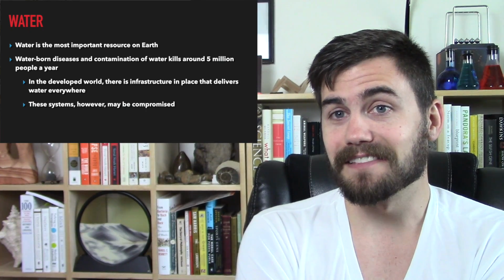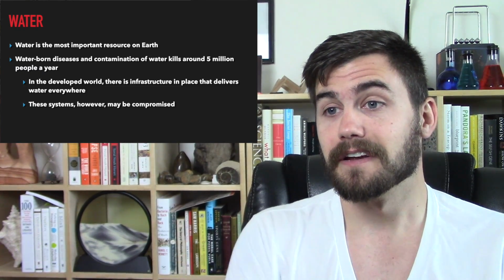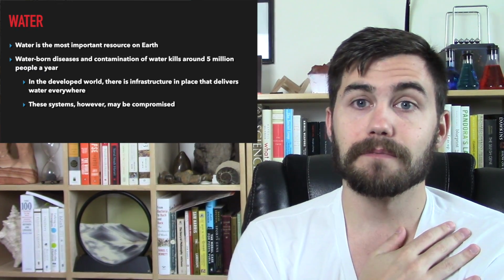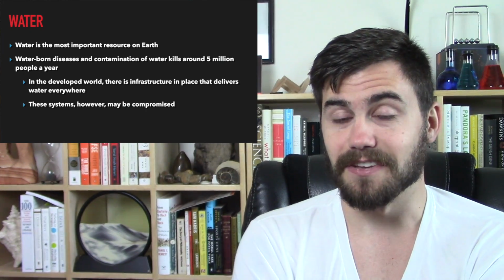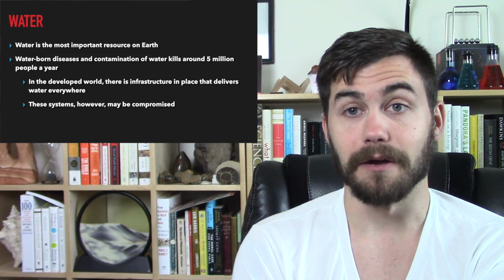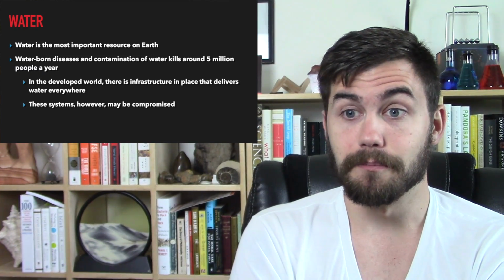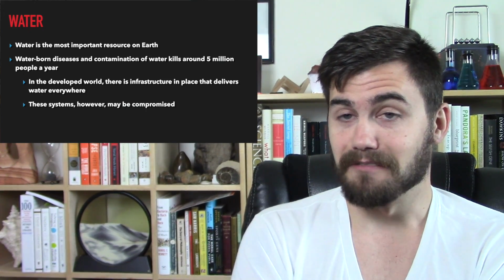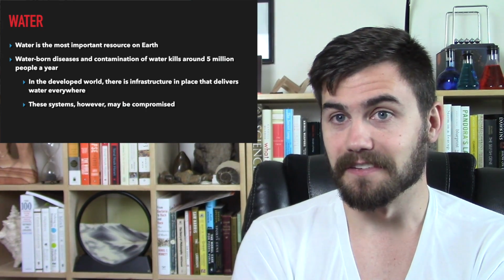Now, water, as important of a resource as it is, is not necessarily a ready-to-go resource. First of all, most water on the planet is unusable salt water by our standards, and around 5 million people a year die from water-borne illnesses, pathogens, and things like that. In the developed world, such as where you most likely live if you're watching this video, we don't even think about water. You turn on the tap and it comes out, but those systems can be compromised. Flint, Michigan, I don't know if they have water still, and it's been about 6 years since that disaster where they got lead in their system.